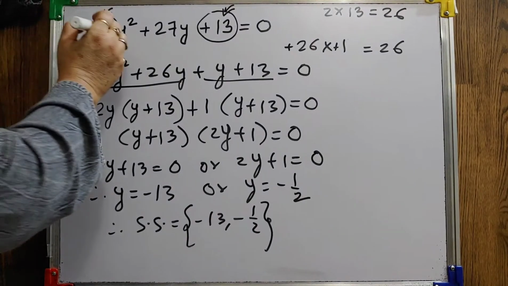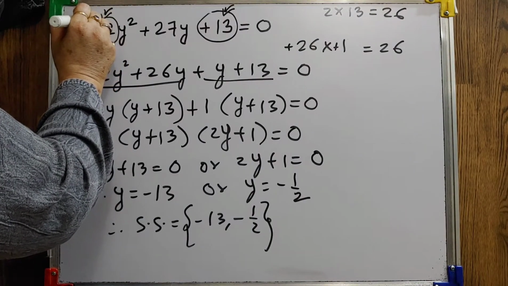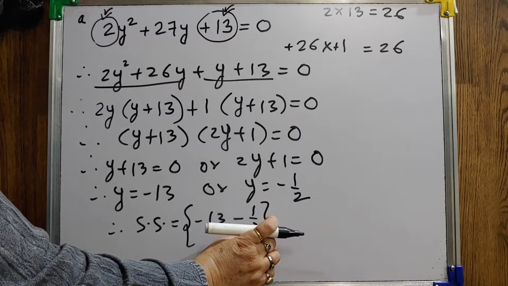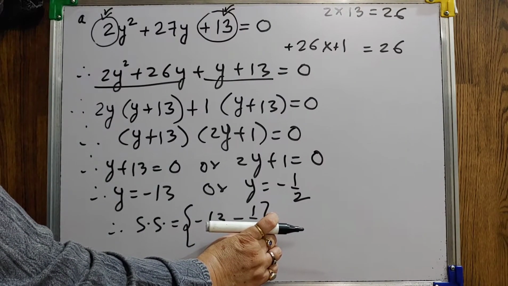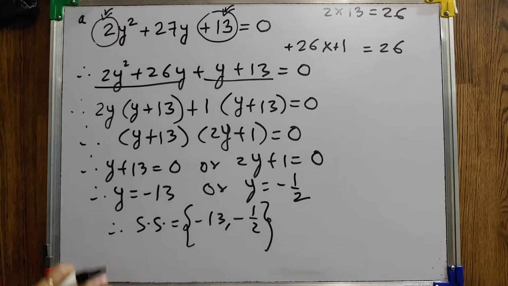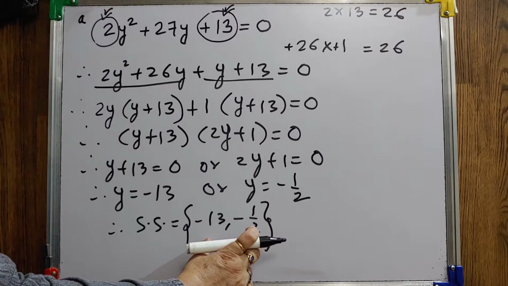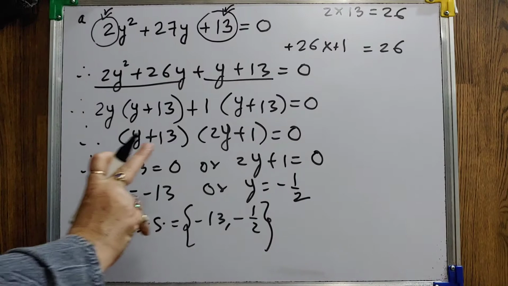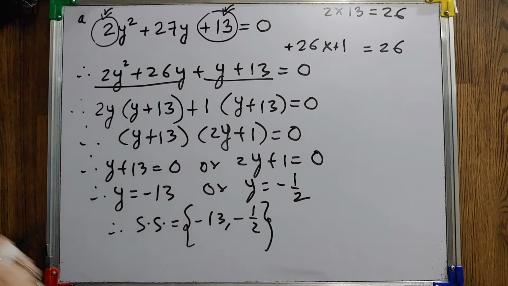So what you have to keep in mind, this is my a. When the value of a is other than 1, you will get one of the values in fraction. That's sure. Sometimes the equation is in such a way that both the values you are getting in fraction. But keep in mind, surely you will get at least one value in fraction.